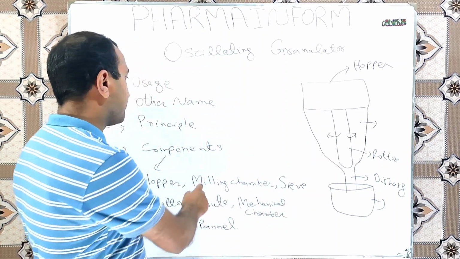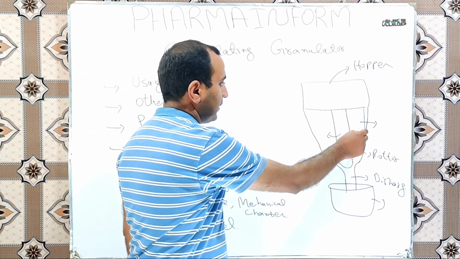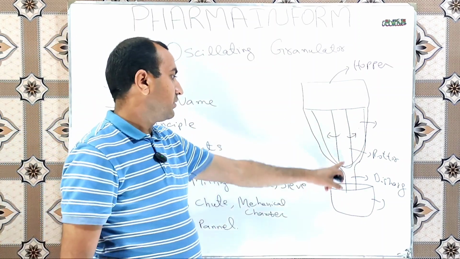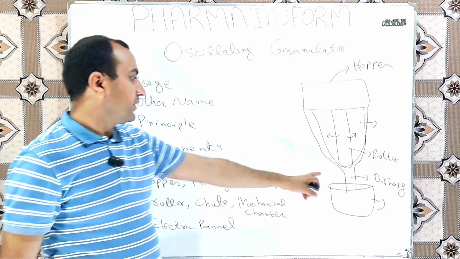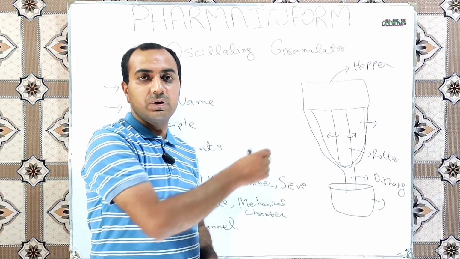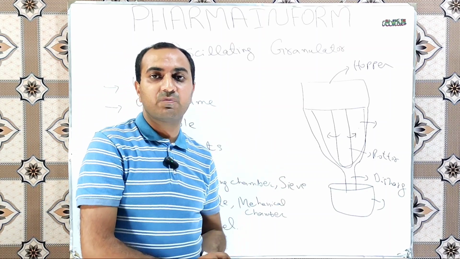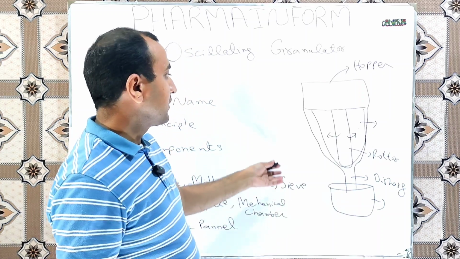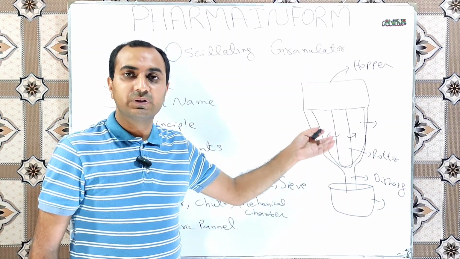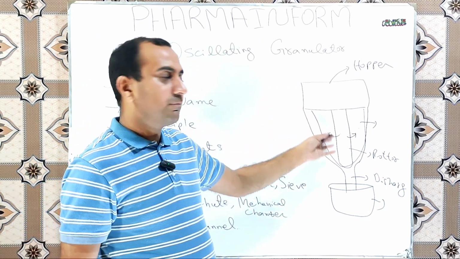This one is the hopper, the milling chamber. Here we have installed a sieve, and this one is the rotor. This one is the discharge chute. A mechanical chamber is also available here. We will discuss the components of the mechanical chamber and electrical chamber as well. So if you have not watched the oscillating granulator, you can simply understand from this diagram how it works, or what the working principle is.